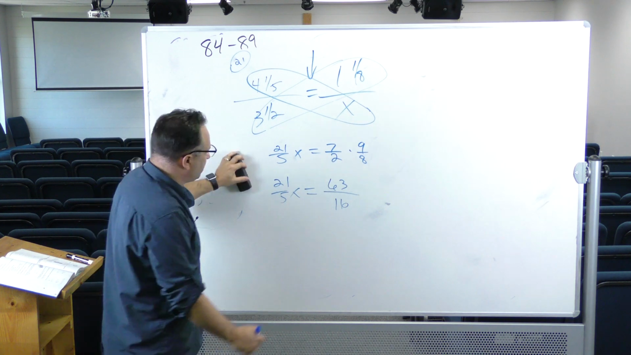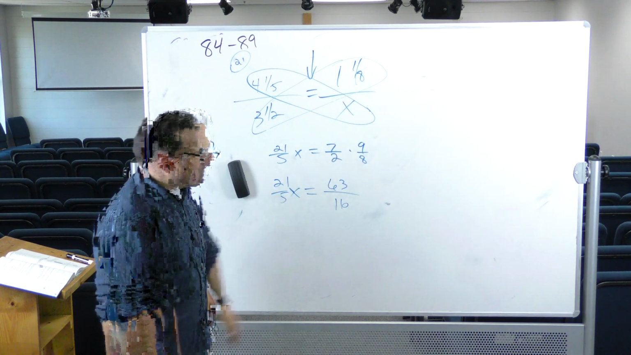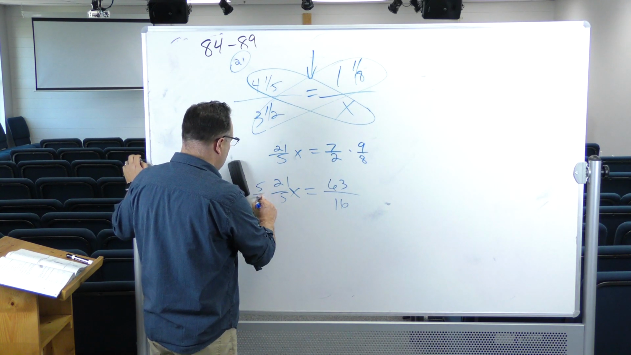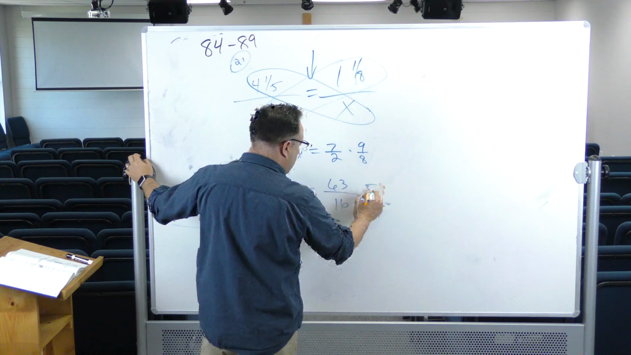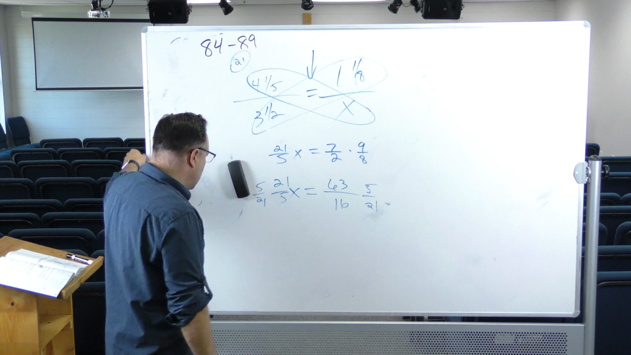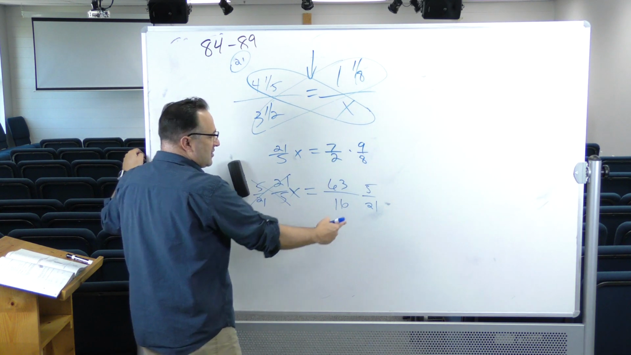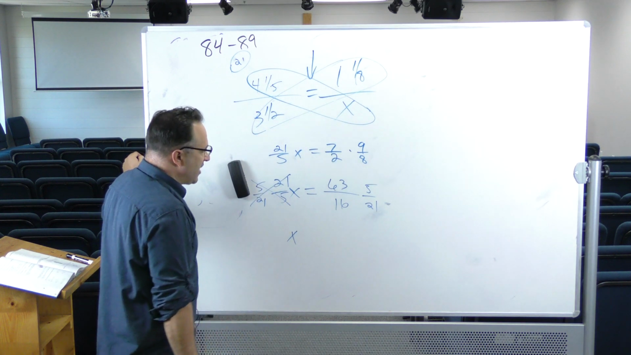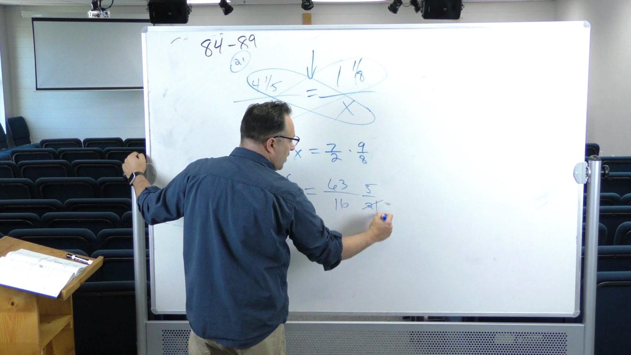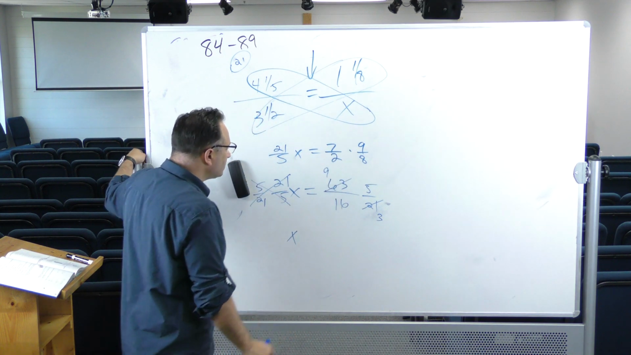Now here when you have this fraction outside an x, you do its reciprocal right from the start. So you go 5 times 21. 5 times 21. And this will cancel out. I got x now all by itself. And I know I can reduce this because I know 7 is going to go into both of those numbers. So 7 goes into 21 3 times. 7 goes into 63 9 times.